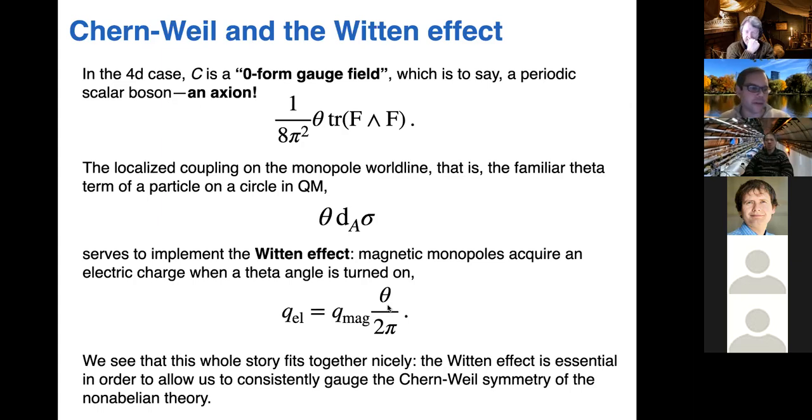And all these things about these dion degrees of freedom and the Witten effect, from this point of view, one way to find them is to think about the chiral symmetry and ask how can it be consistent to gauge it. And this is just the only way it can be consistent.